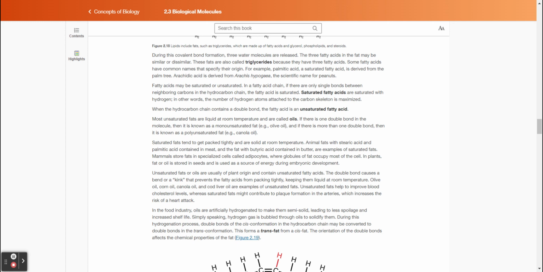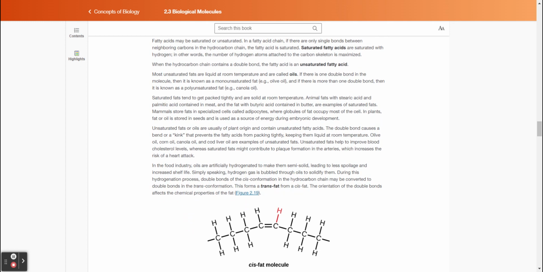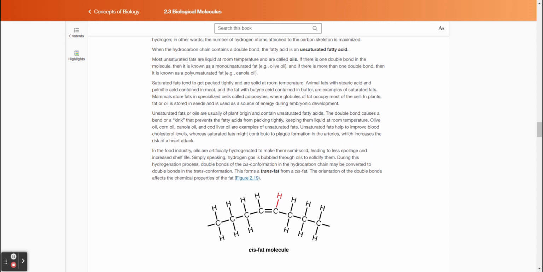Fatty acids may be saturated or unsaturated. In a fatty acid chain, if there are only single bonds between neighboring carbons in the hydrocarbon chain, the fatty acid is saturated. Saturated fatty acids are saturated with hydrogen. In other words, the number of hydrogen atoms attached to the carbon skeleton is maximized.